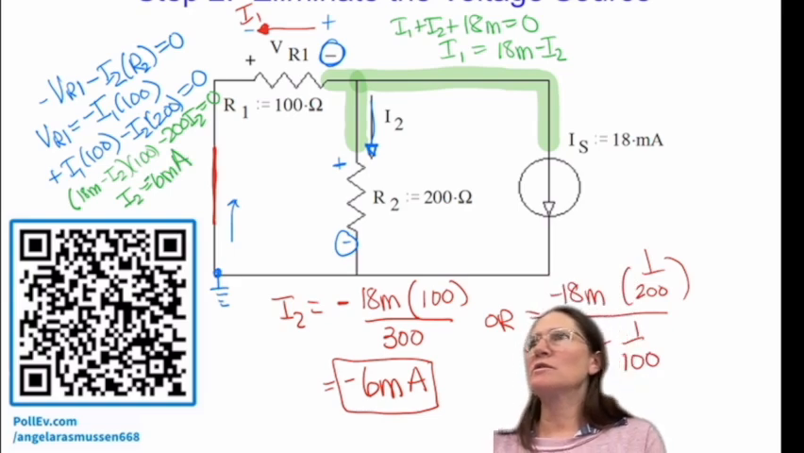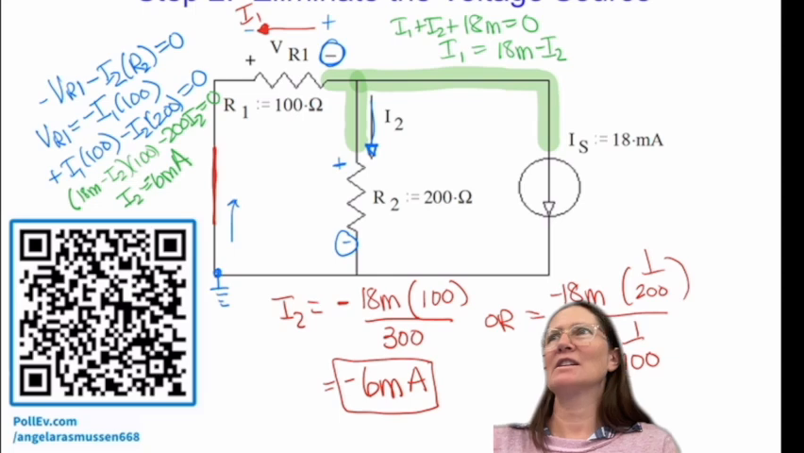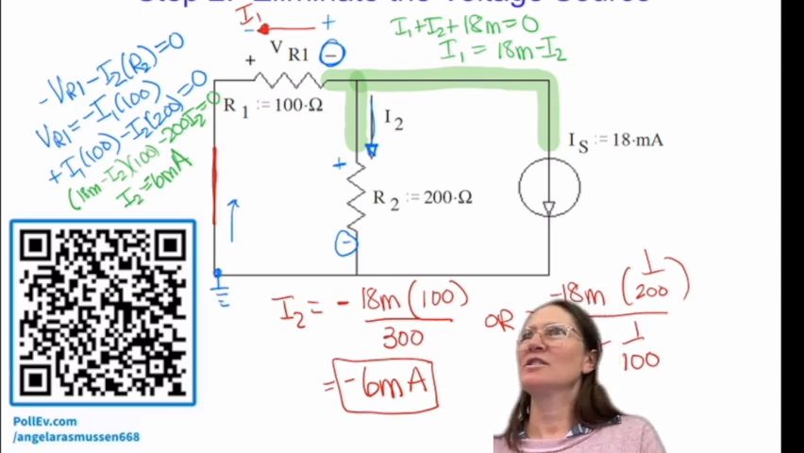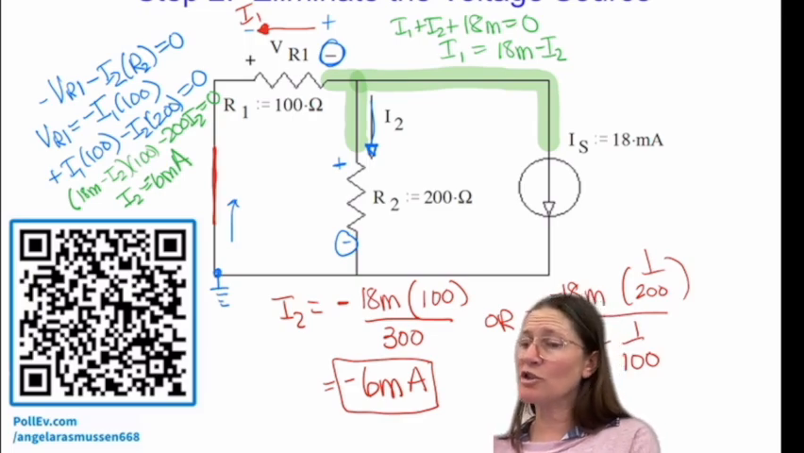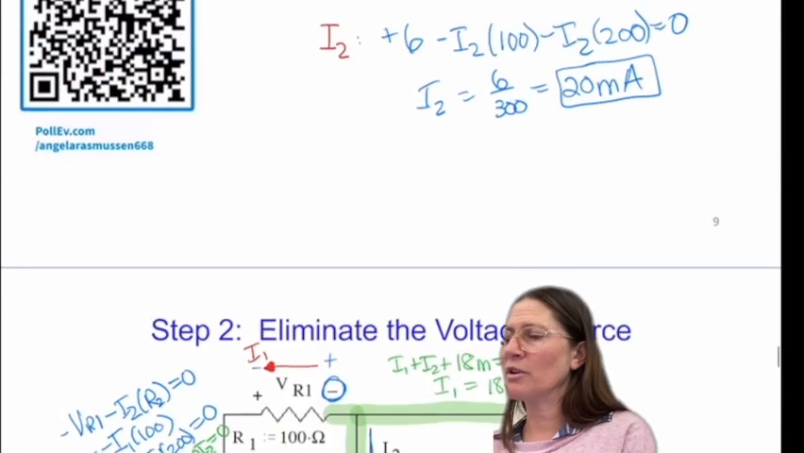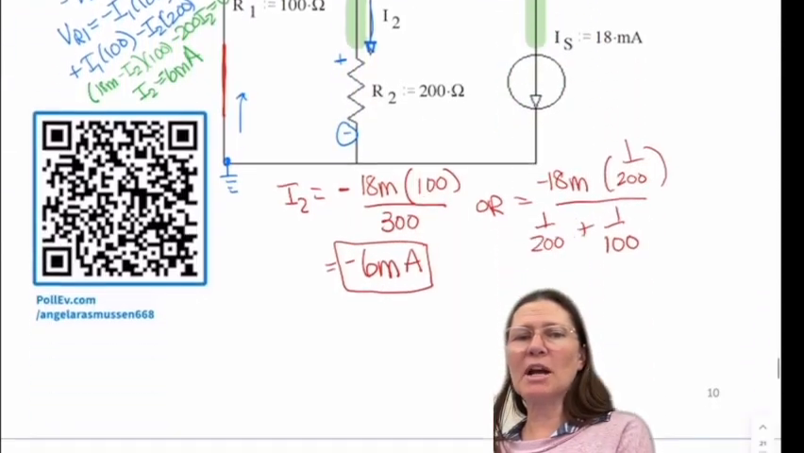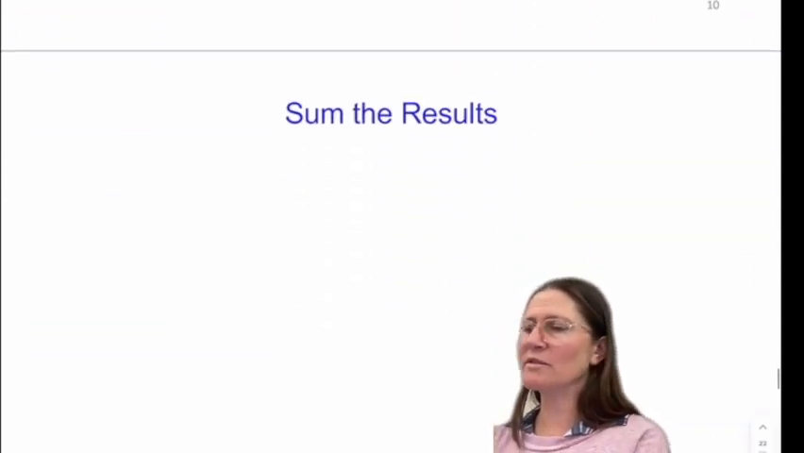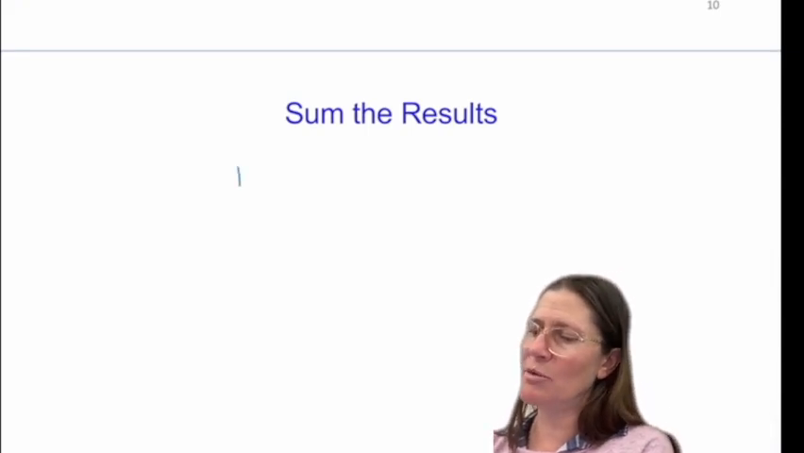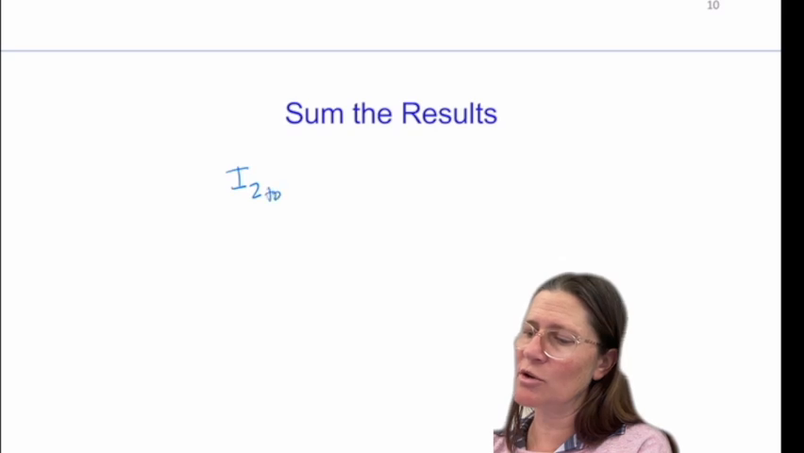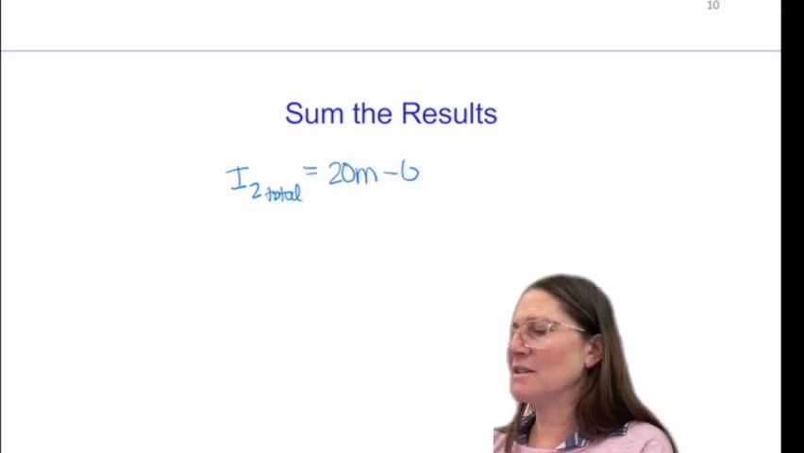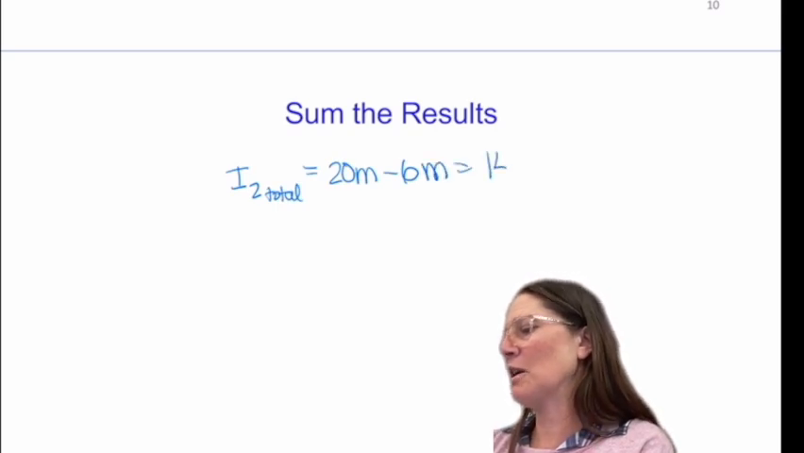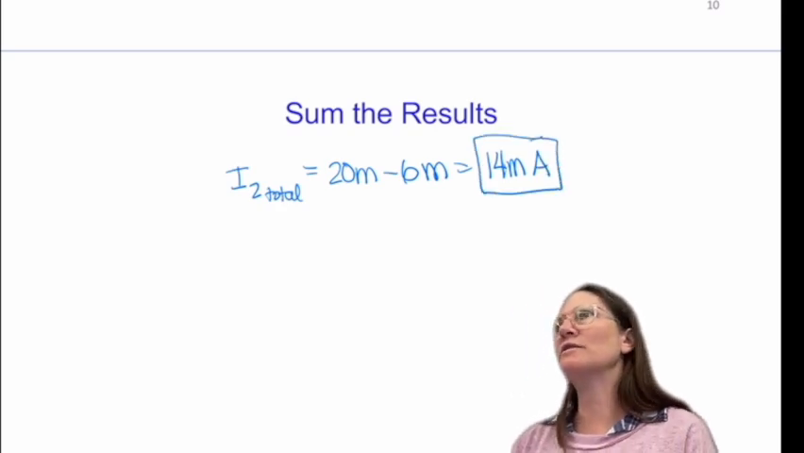All right, questions? Do you guys follow those steps? Okay, so now we have two answers for I2. We have 20 milliamp and a minus 6 milliamp. So we just sum the results, and that will be our total. So I2 total will be the 20 milli minus 6 milli for 14 milliamps. And that would be my answer for this.